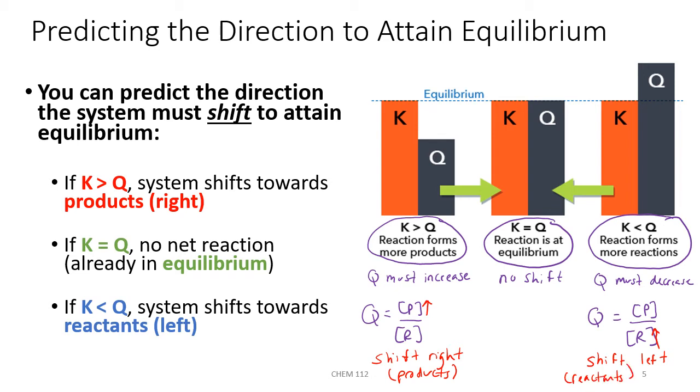So depending upon what the value of Q is, comparing that to the equilibrium constant K, we can decide if the reaction is going to move towards the products to the right or towards the reactants to the left in order to attain equilibrium. If Q is already equal to K, in that situation, no shift would occur because the reaction is already at equilibrium.